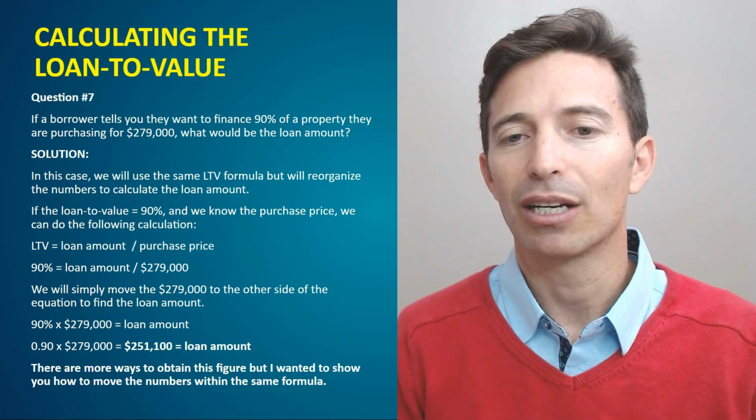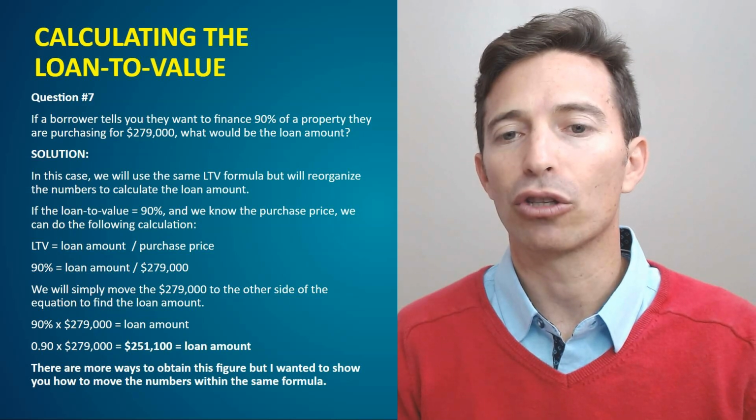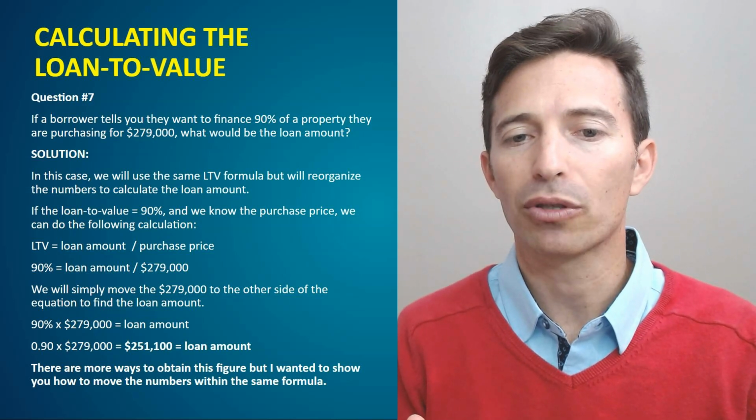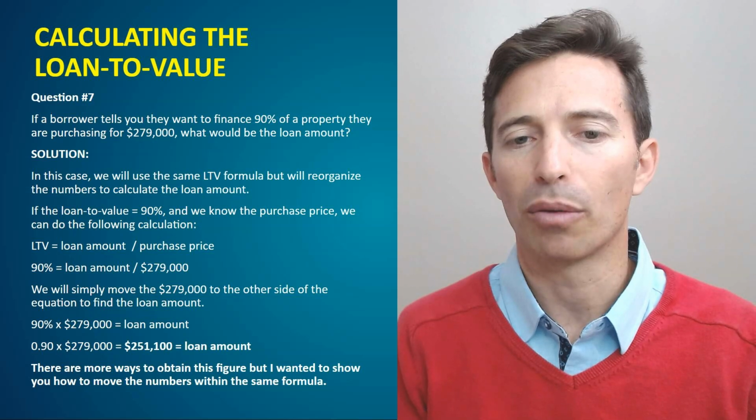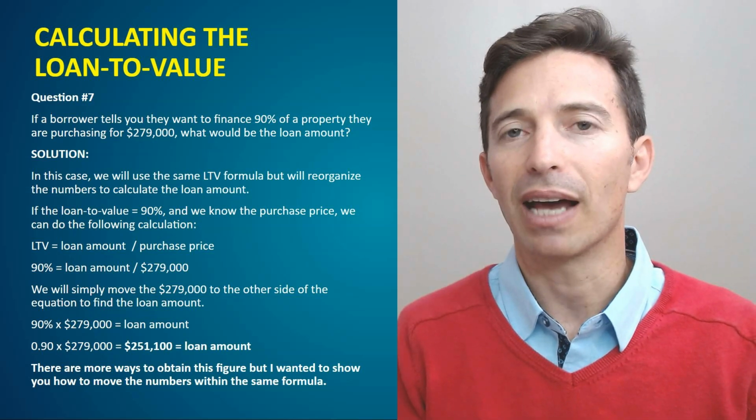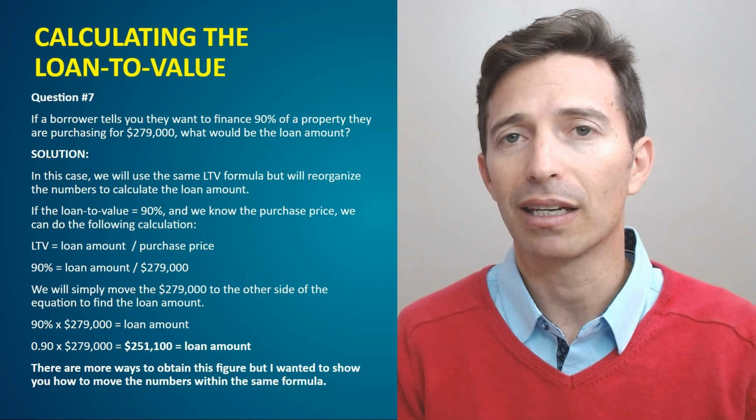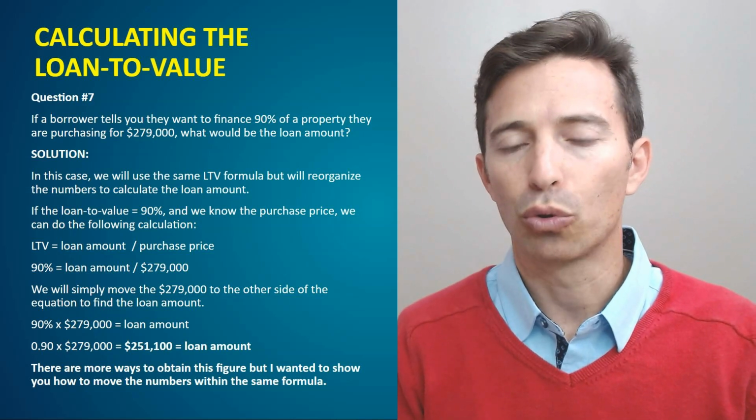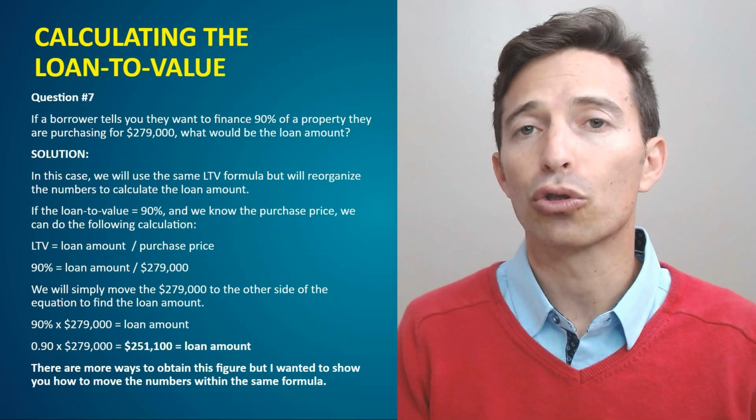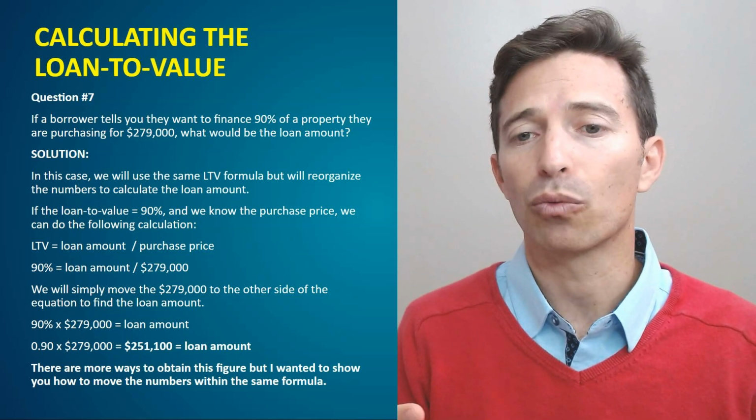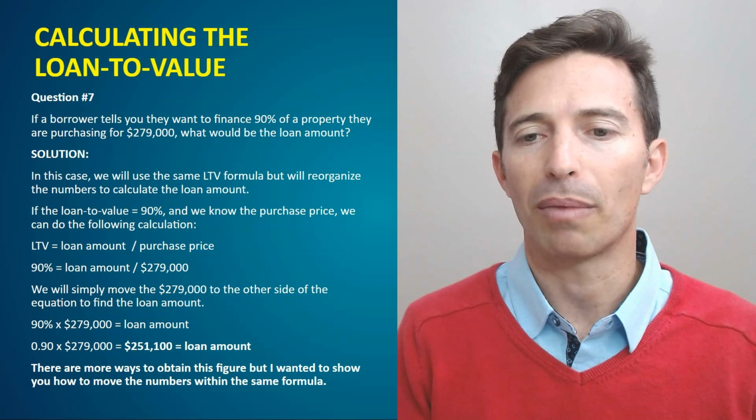So in this case, we're going to move the $279,000 over to the 90%, and we're going to calculate the loan amount by doing that. So instead of having 90%, we're going to convert it back to a decimal, so it's going to be 0.90 times $279,000, which equals $251,100, and that would be the loan amount.